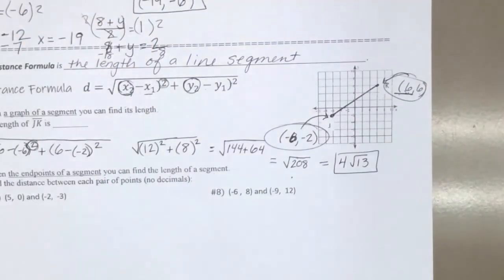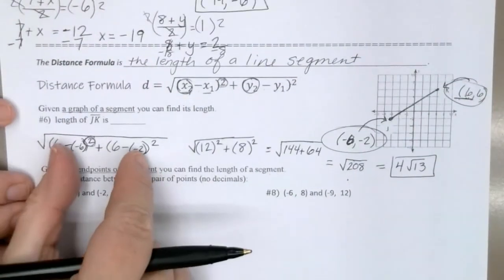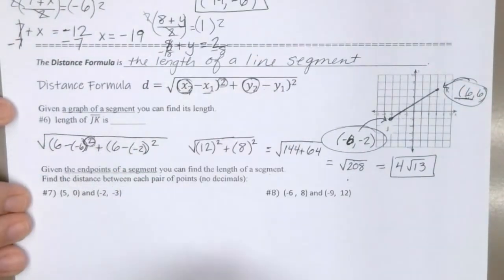So two different things there. Number one, plugging stuff into the formula. Second part, simplifying your radical. Okay?